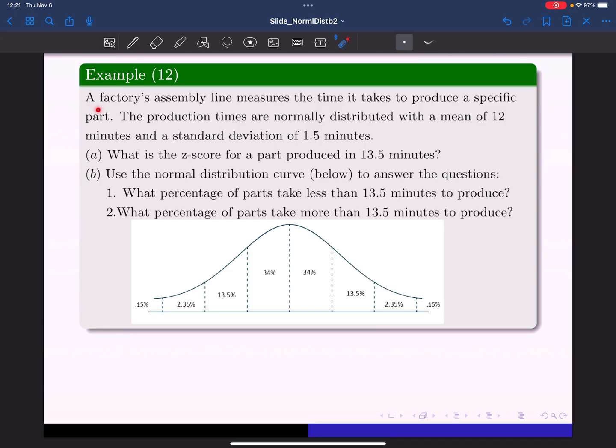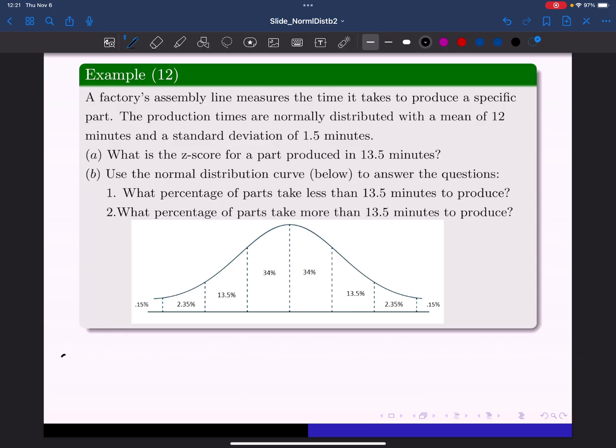Example 12. A factory assembly line measures the time it takes to produce a specific part. The production times are normally distributed with a mean of 12 minutes and a standard deviation of 1.5 minutes. What is the z-score for a part produced in 13.5 minutes? And then part B, use the normal curve to answer these questions. So let's find the z-score first.